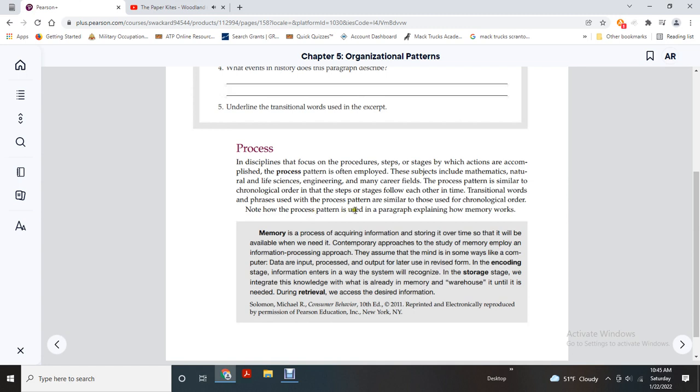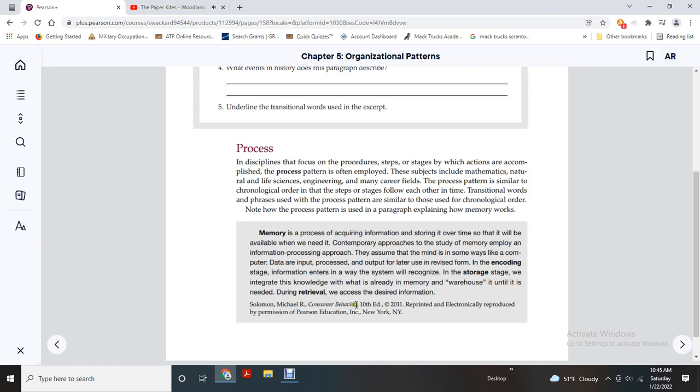Note how the process pattern is used in the paragraph that explains how memory works. Memory is the process of acquiring information and storing it over time so that it will be available when you need it. The contemporary approach to the study of memory employs an information processing approach, which assumes the mind is in some ways like a computer. Data input is the process; the output, later used in revised form, is the encoding stage. Information enters the system in a way the system will recognize. In the storage stage, we integrate the knowledge with what is already in memory and warehouse it until it is needed. During retrieval, we access the desired information.